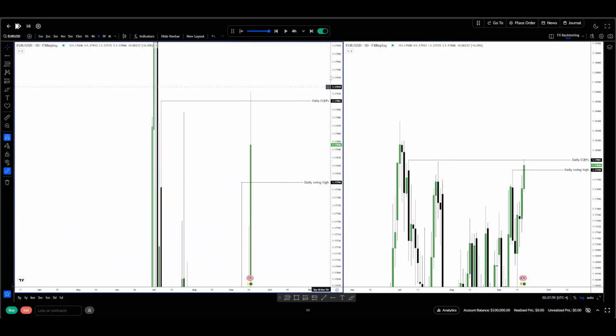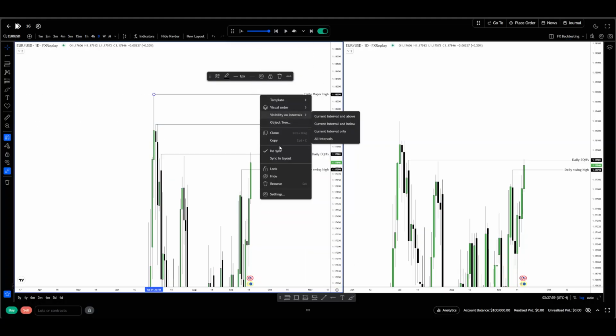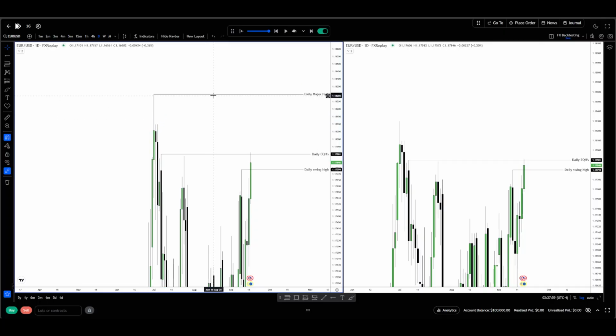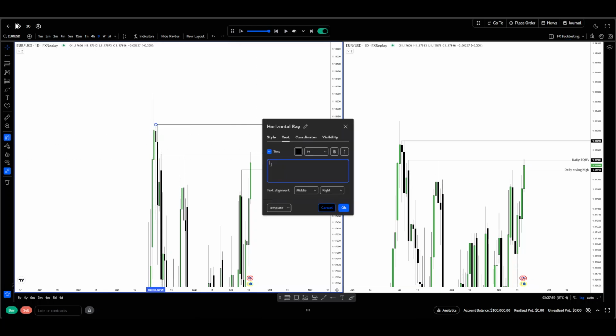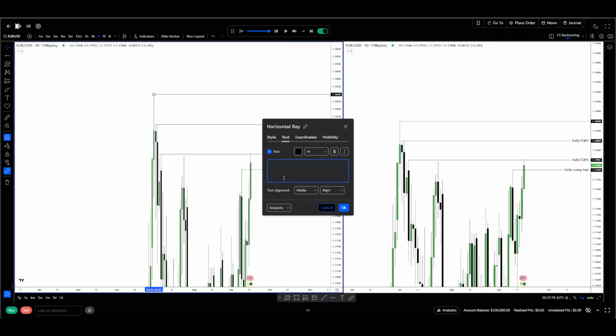Oh wait, I cannot copy values on the FX replay. You have to draw them out. So these are daily equal highs. And this is the daily major high.